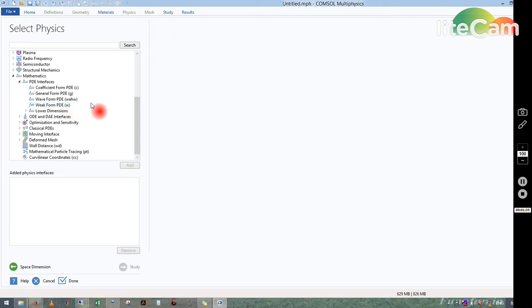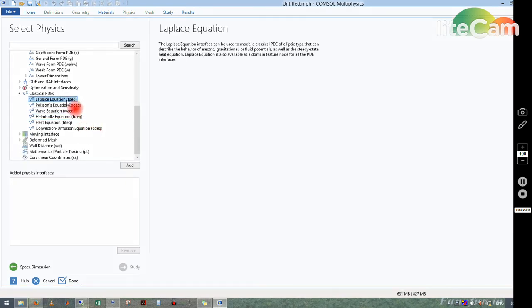Those are nothing but different kinds of representation of partial differential equations, which we will be learning in the class of partial differential equations. And there are other options, but the useful options I can tell you are those classical PDEs, where if you expand, you will see Laplace equation, Poisson equation, wave equation, Helmholtz equation, heat equation, and many things.